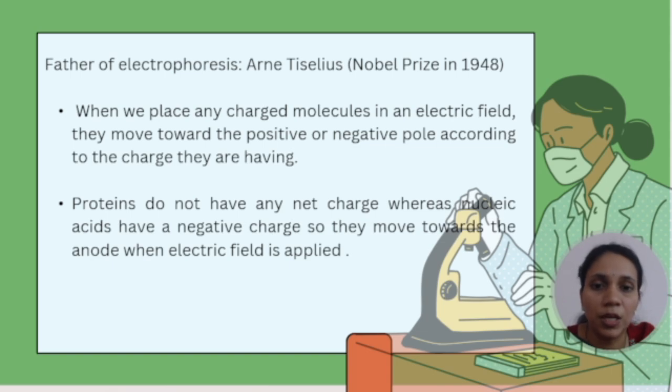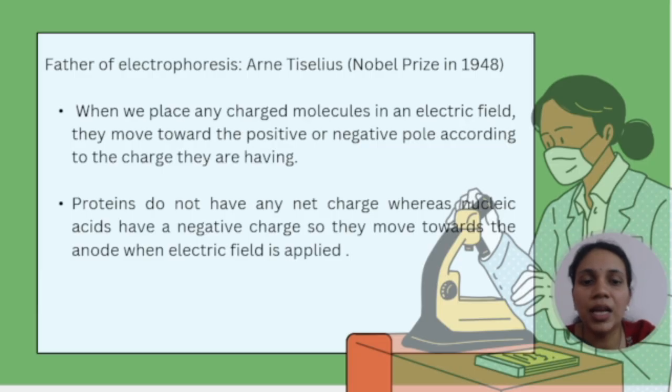So let's see the definition of electrophoresis. This technique is basically a separation technique that is used for separation of charged molecules in a given solution based on their tendency to move towards the electrodes. If your charged molecule is negative, definitely it will start moving towards the positive side. Whereas if your charged molecule is positive in nature, it will start moving towards the negative side. In this way, this technique is called electrophoresis.